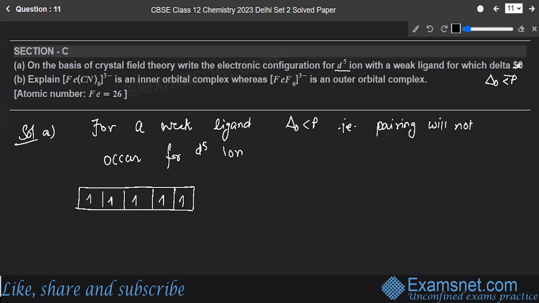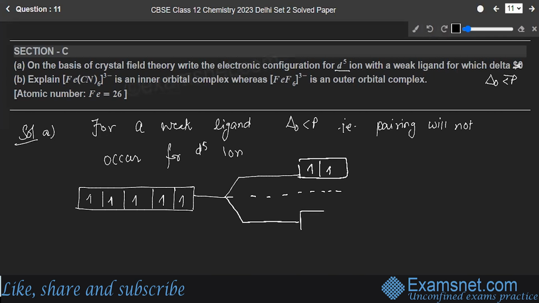Now this will have a basic line like this. Here will be two single electrons, and this is your P single. So this is having plus 0.6 delta naught, and this is minus 0.4 delta naught. So hope you're clear with this.